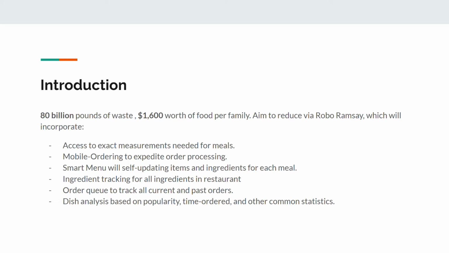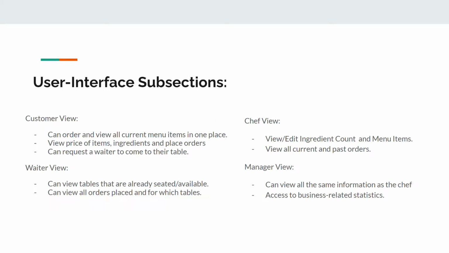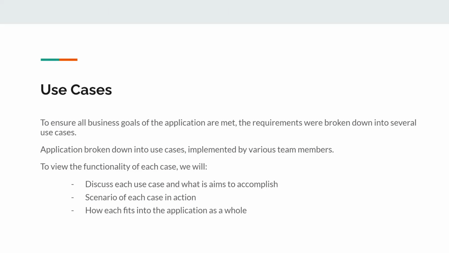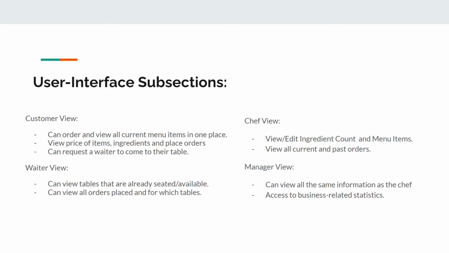As far as how the application will look, there are four main views, being the customer view, where customers will be able to view all items, the price, and the ingredients in there, as well as requesting a waiter come to their table. The waiter can see which tables are seated/available, all orders placed, and again get a notification if they're being requested to a table.